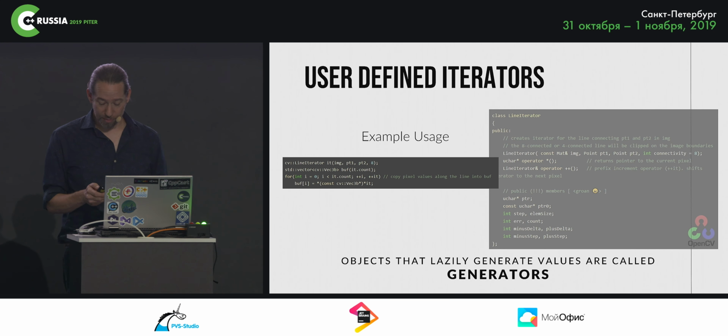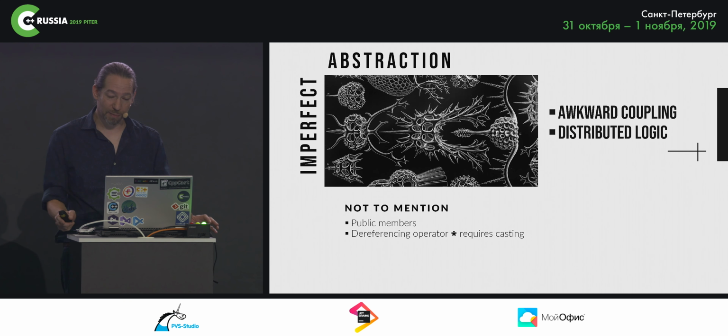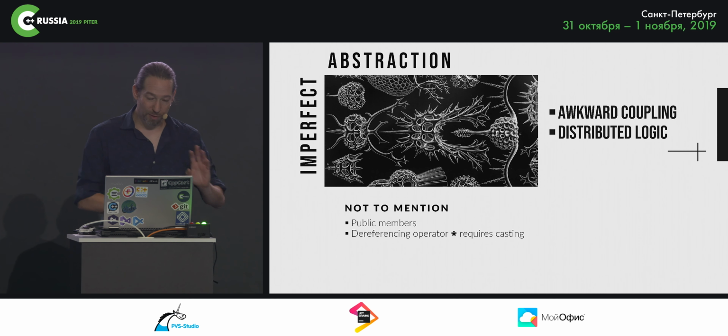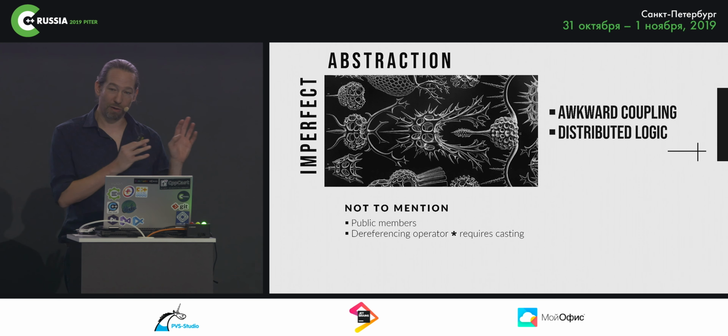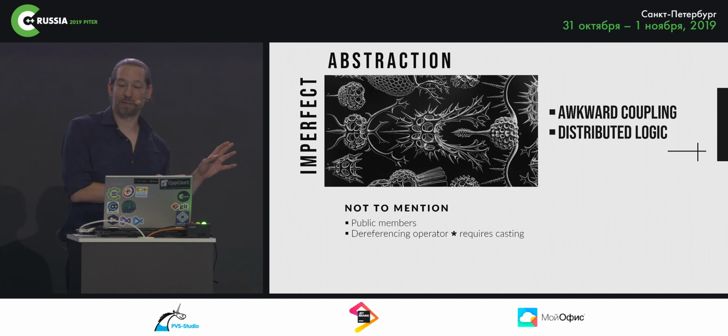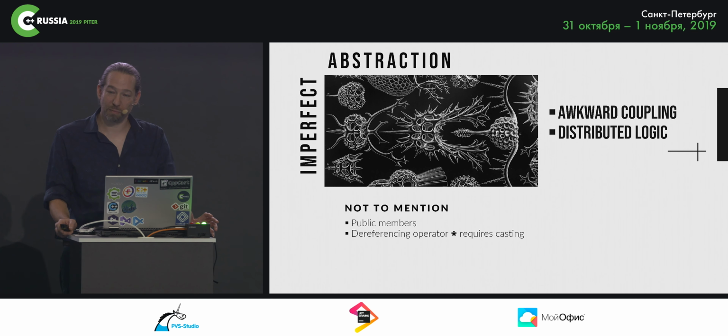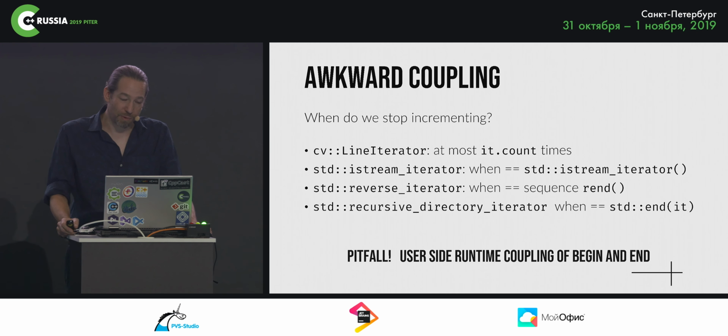However, iterators themselves are an imperfect abstraction. They have several problems, which I want to talk about, which are not directly related to the actual implementation of LineIterator. So I'm not going to talk about the public members or the pixel type casting that we needed. I want to talk about the more general problems that are inherent when we're trying to write iterator classes. And I call these the awkward coupling problem and the distributed logic problem. And let's dig into them and see what I mean.